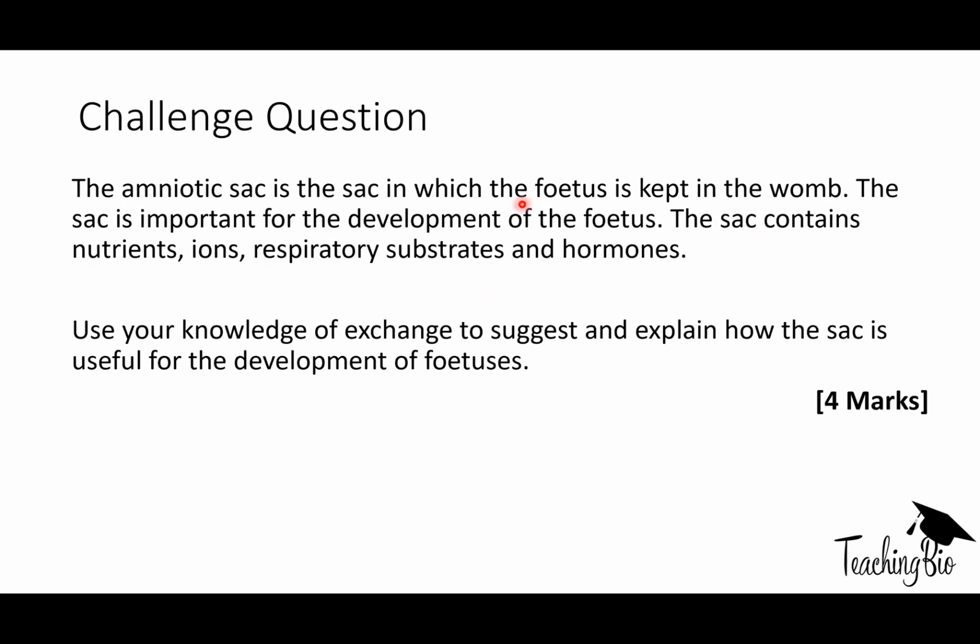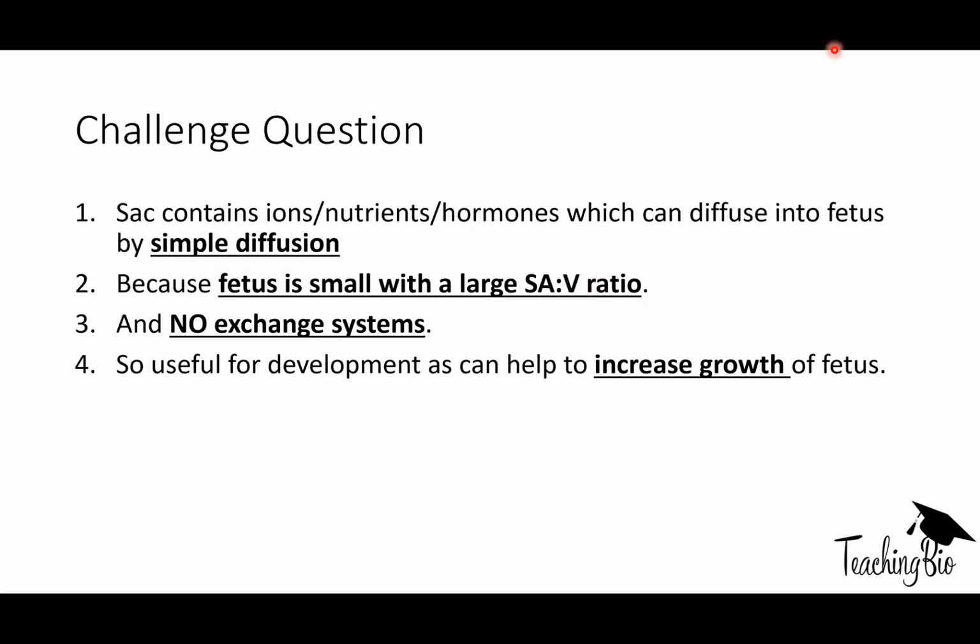We're not told how developed the fetus is, but we can just assume it's in the earlier days, given that we're calling it a fetus. So as a result, it can rely on simple diffusion mechanisms. And that's because it is small, therefore it will have a large surface area to volume ratio. So this is sort of the opposite of the previous concept we were talking about. No exchange systems have been developed yet, or those exchange systems are still in development.